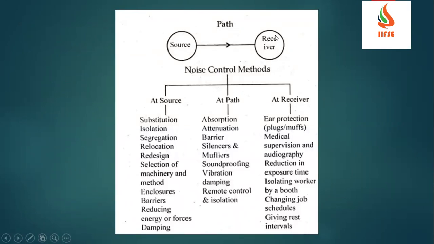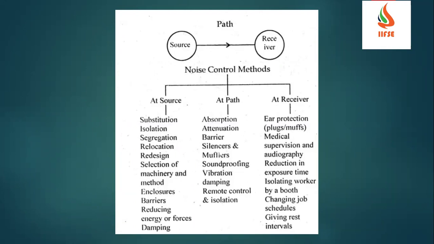Now we'll see the path from source to the receiver. The gap in between we call the path or way, through which the noise will transit. You can see different kinds of control methods at the source, at the path, and at the receiver. Source means where the noise is generated, path means in between the noise source and the receiver, and receiver means the exposed person. At the source, we have substitution, isolation, segregation, reallocation, redesign, selection of machinery and methods, enclosures, barriers, and reducing energy or forces, damping.